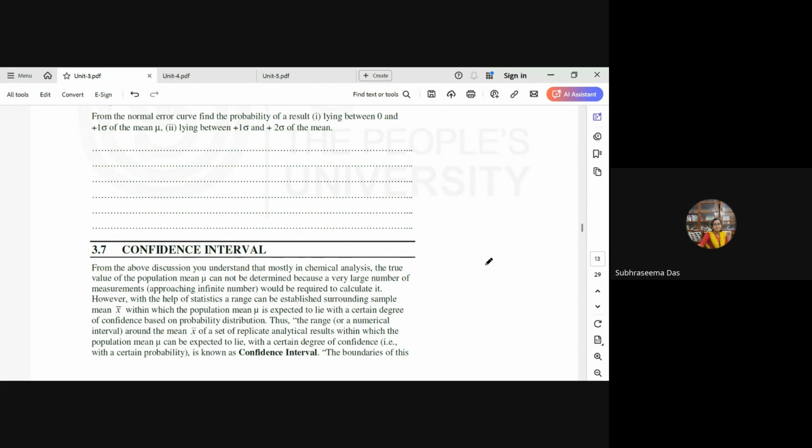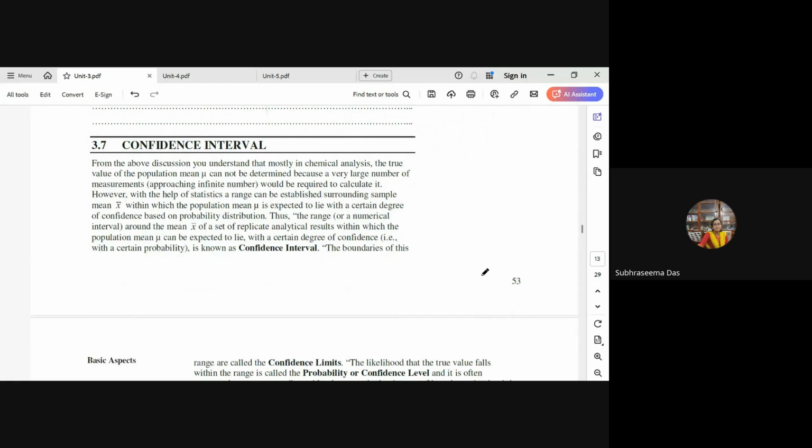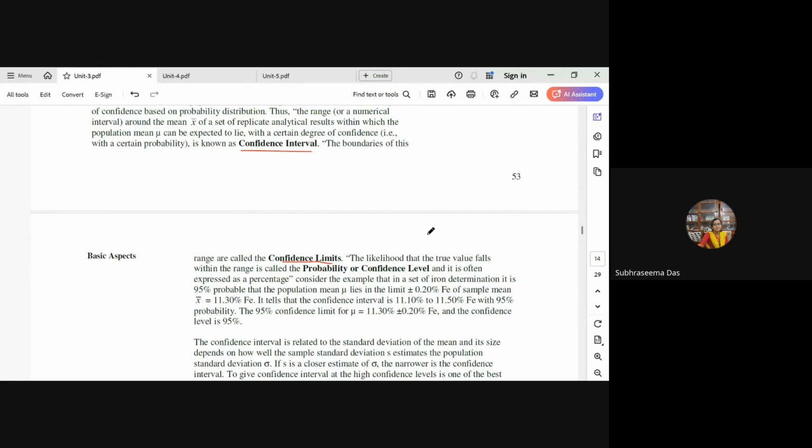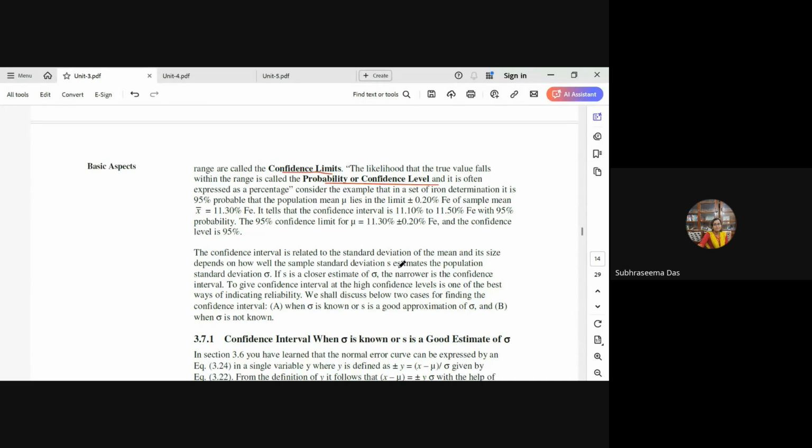Then now we will talk about confidence interval. This is a crucial factor, and we need to know what it means. When we have a particular set of data, the range of values around the mean of the data is called the confidence interval. The boundaries of this range are called the confidence limits, and the likelihood that the true value falls within this range is called the probability or confidence level. It is mostly expressed as a percentage. So whenever we say the confidence level is 98%, that means the probability of that value occurring is 98 percent.